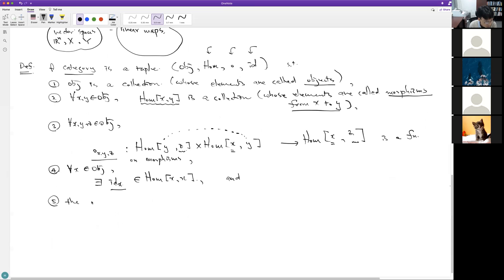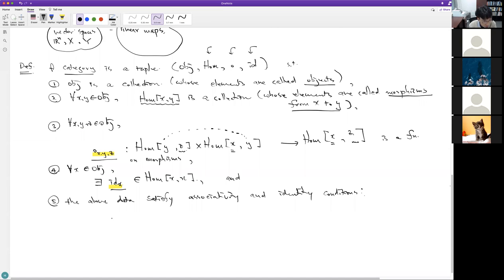And then the above data satisfy associativity and identity conditions. These two conditions are about the operator: the composition operator, and the identity morphism. Intuitively, what they say is that this composition should be associative, and the identity should act like an identity with respect to composition.